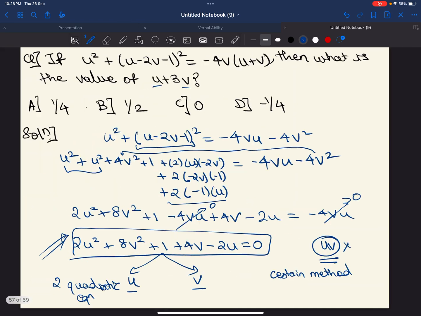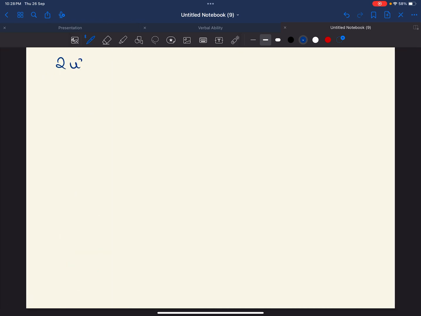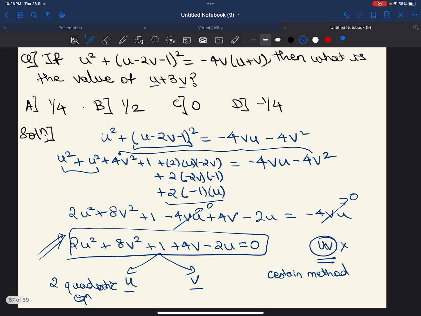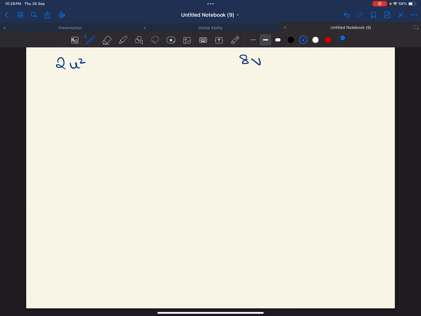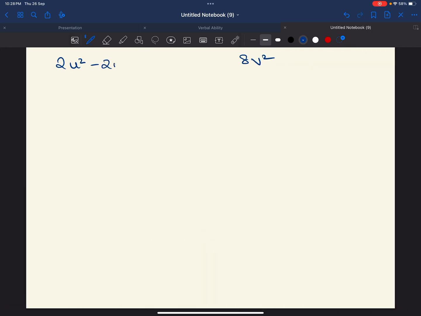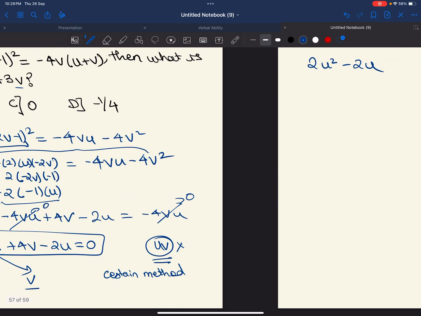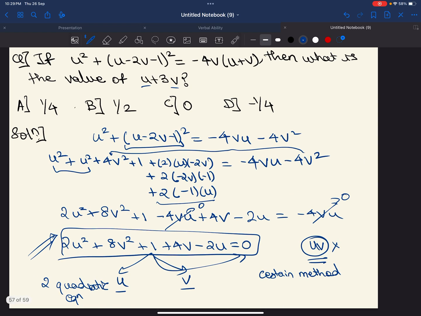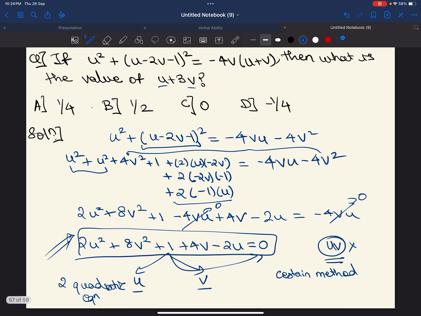Okay, let's look at the points now. 2u square, let's take all u square parts in one place and v square and v parts in another place. We've got 8v square, we've got 4v and minus 2u, and let's take 1 on this side, which is minus 1. It was plus 1, will become minus 1, right? This will go this side. Okay, so this is the equation: 2u square minus 2u plus 8v square plus 4v.